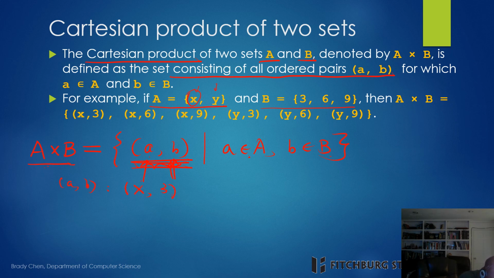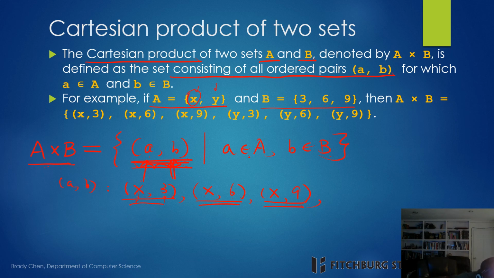So that means it's an ordered pair. The first one belongs to A, and the second one belongs to B, right? And then also X, you don't change the value X in the first set, but you change the value of the second set. So X6 and also X9. So these are three elements which basically belong to A times B. But we're not done yet, right?